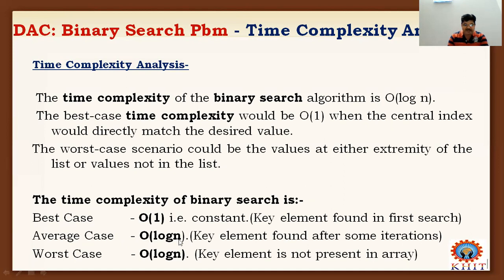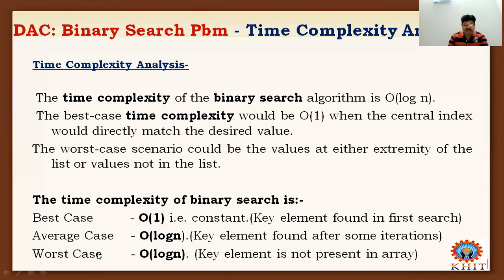Order of log n. If you want to find the key element, we need to do some iterations. After some iterations only, we will get the key element. But in the best case, the key element is found in the first search only. In the average case, the key element is found after some number of iterations.